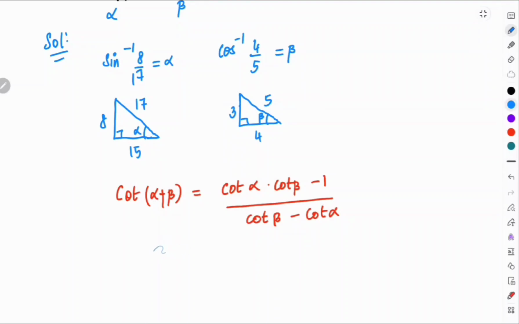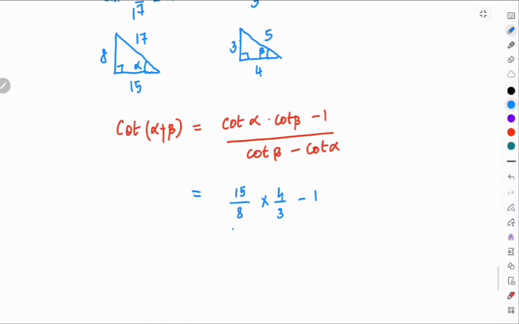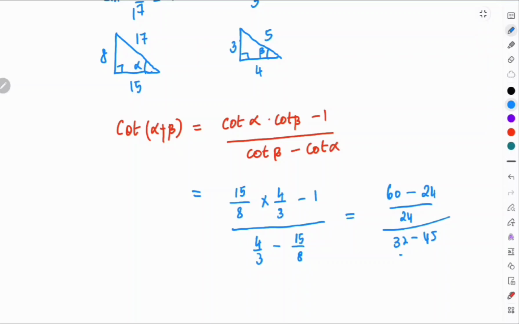So let's write what cot alpha is. Cot of something is always adjacent by opposite. So 15 by 8 into 4 by 3 minus 1, divided by 4 by 3 plus 15 by 8. So let's solve this. 15 fours are 60. 60 minus 24 divided by 24, divided by 32 plus 45 by 24.